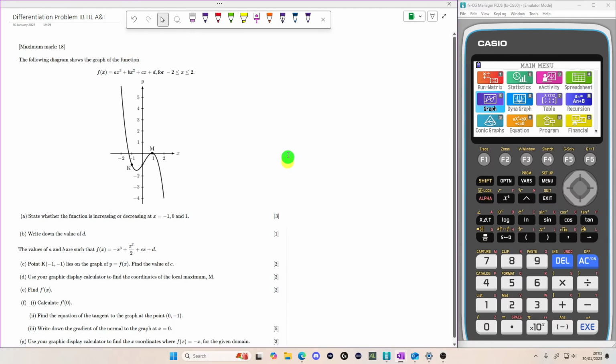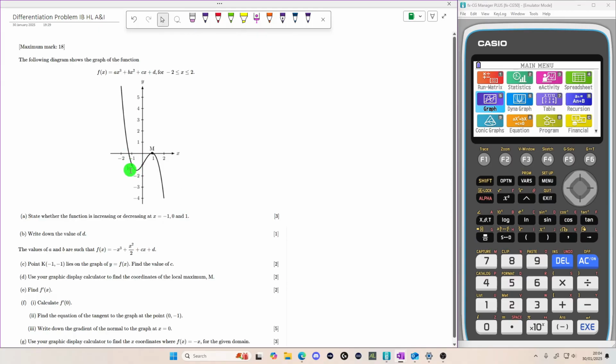Okay, here we go. We've got this differentiation problem, an IB high level A and I question. The following diagram shows a graph of the function f of x equals ax cubed plus bx squared plus cx plus d between minus 2 and 2. And here's our picture. We're going to state whether the function is increasing or decreasing at x equals minus 1, 0, and 1.